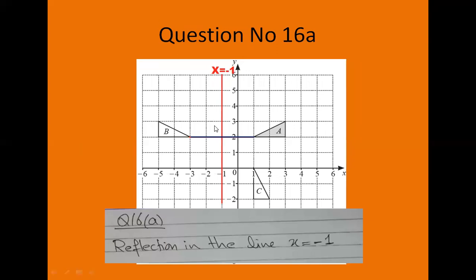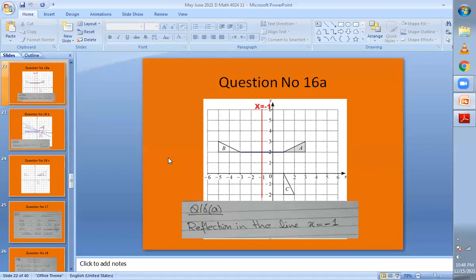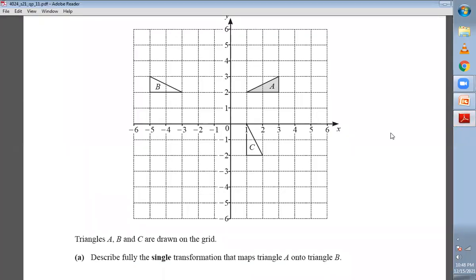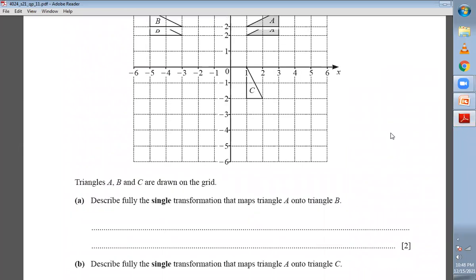You can find the midpoint here. You can put a protractor here and mark the perpendicular. This red line is the perpendicular bisector, so the perpendicular bisector is basically the line of reflection. So how A is transformed onto B: it's a reflection in the line x equals -1. Hopefully you understand how I have described it and how I came to know that this is reflection, not rotation.